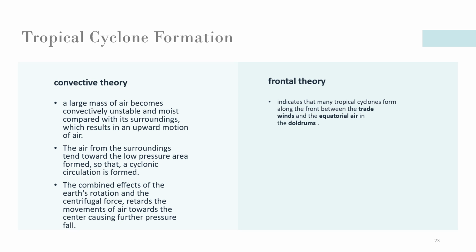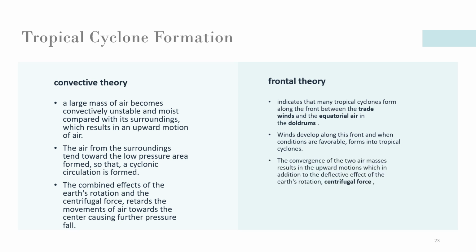So trade winds, to recall, are the winds that blow from east to west, just north and south of the equator. So in between this and the equatorial air, this is where the formation of the tropical cyclone happens according to the frontal theory. And the winds develop along this front, and when conditions are favorable, it forms into a tropical cyclone.